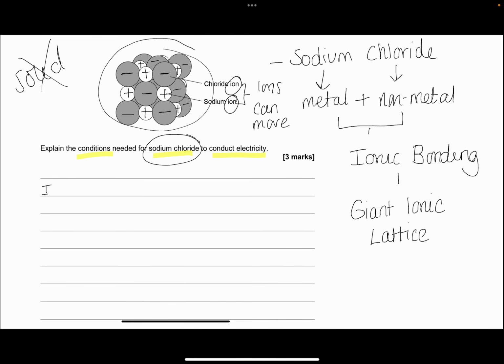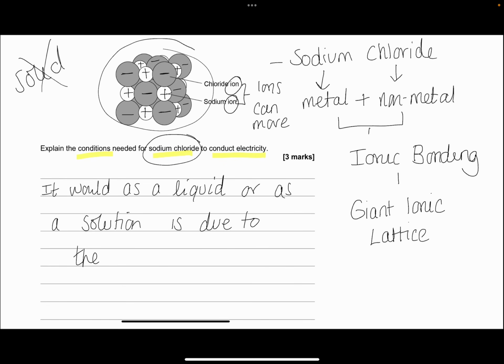Well, it would conduct as a liquid. So remember, you turn something into a liquid by melting it, or as a solution. You turn it into a solution by dissolving it in water. And the reason it would conduct electricity in those 2 conditions rather than as a solid is due to the ions being able to move and carry the charge.